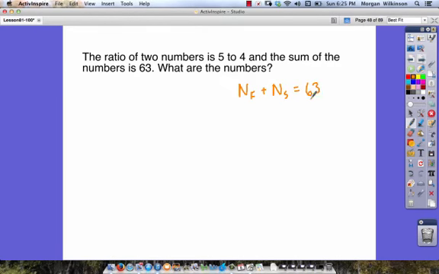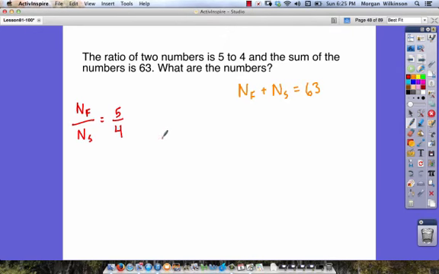Then this problem is different, because it says the ratio of the two numbers is 5 to 4. So if the ratio of the two numbers is 5 to 4, that would mean our first number, n sub f, over our second number, n sub s, the ratio is going to equal 5 to 4.